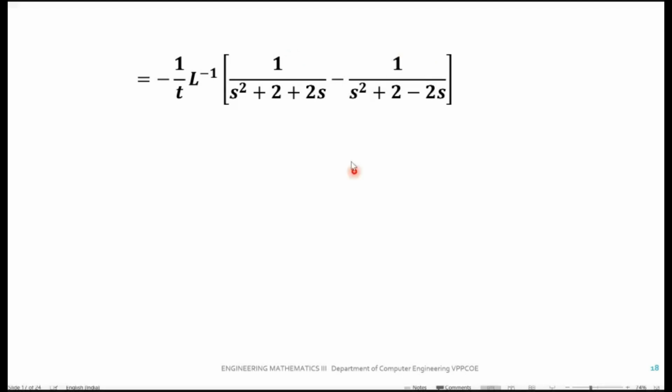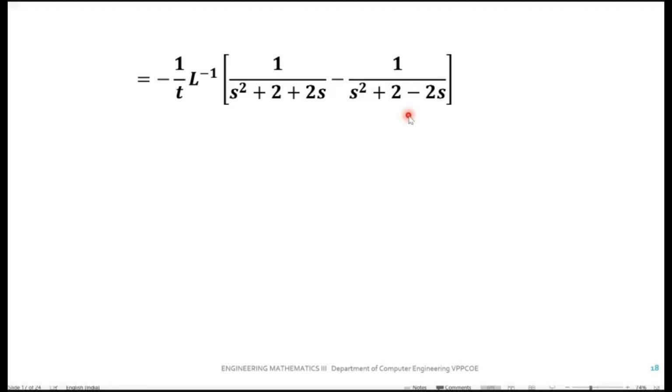ठीक है? So I am writing the previous step as 1 upon minus 1 upon. ये कब कर सकते हैं ऐसा, मतलब this is just like by inspection method. We are not using any of the method. Just by seeing the problem, we can think of subtracting one term from the other. Okay. So now, can we calculate L inverse of these two terms separately?